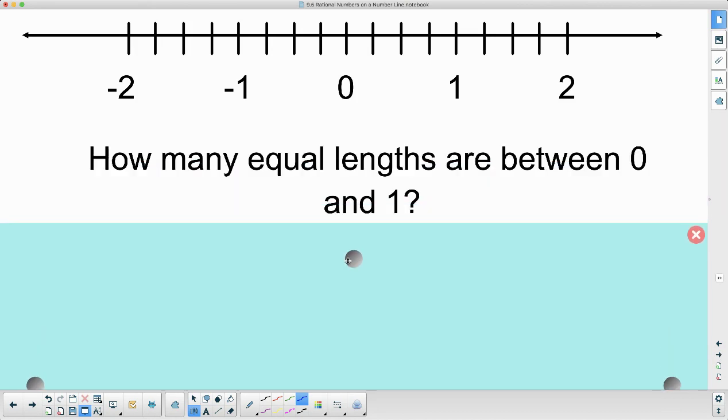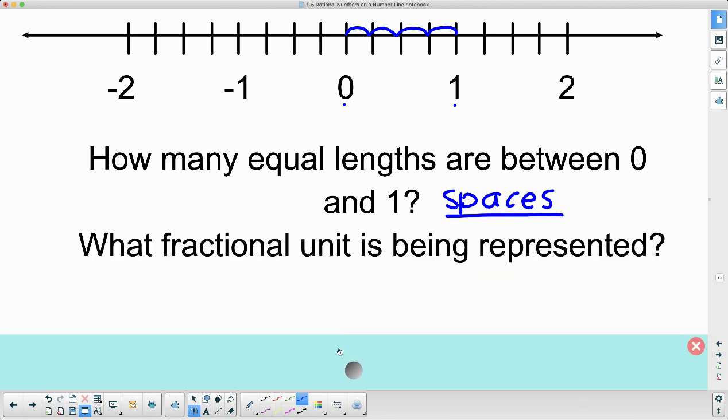Our first question asks us how many equal lengths are between 0 and 1. What we want to do is make sure that we are counting the spaces. We don't want to count the lines. We want to count the spaces in between, and that will tell us our unit fraction. So here we have 1, 2, 3, 4 spaces in between. That means our unit fraction is 1/4.